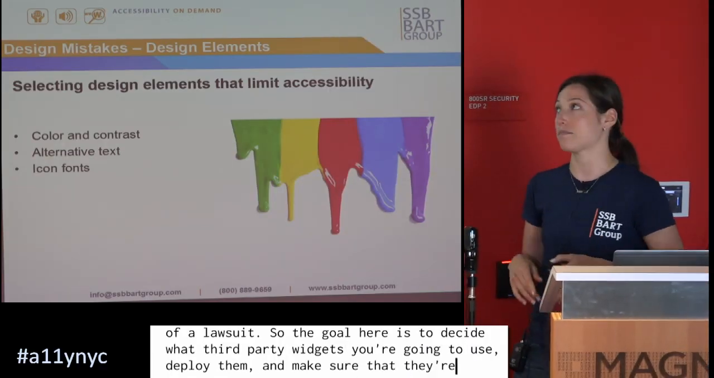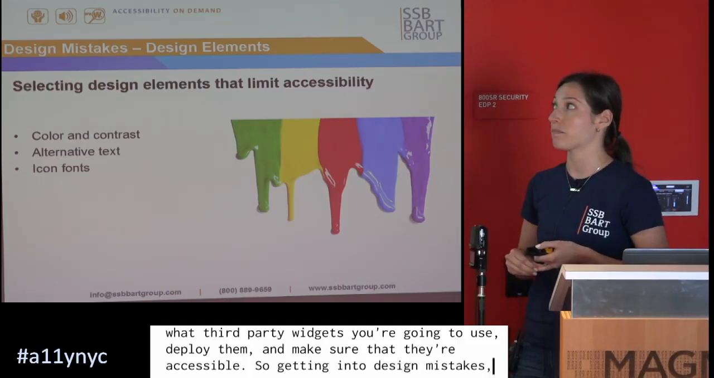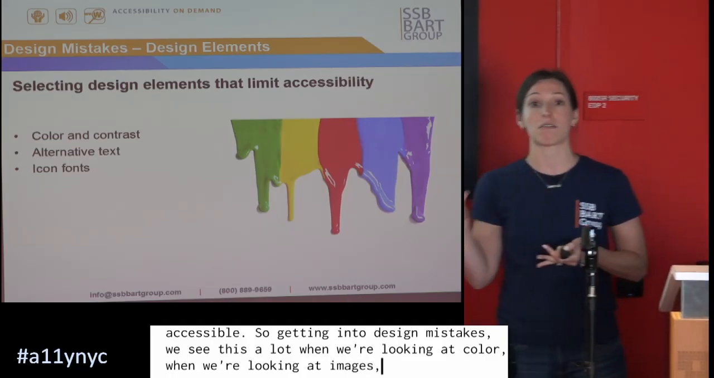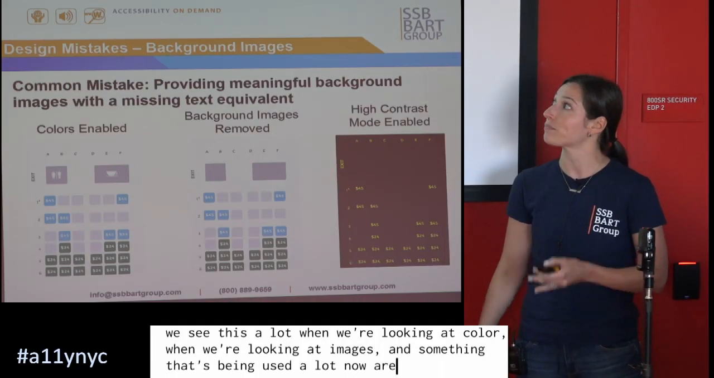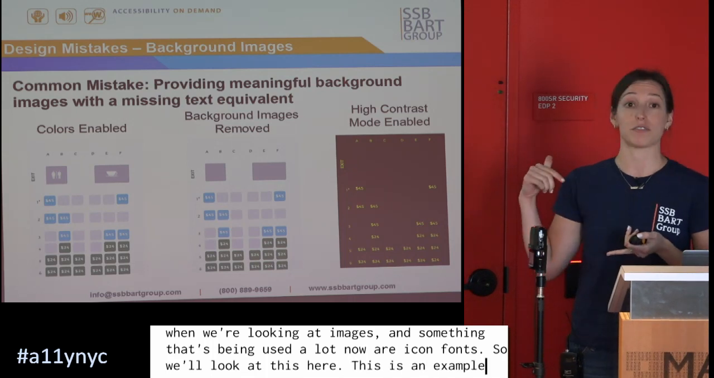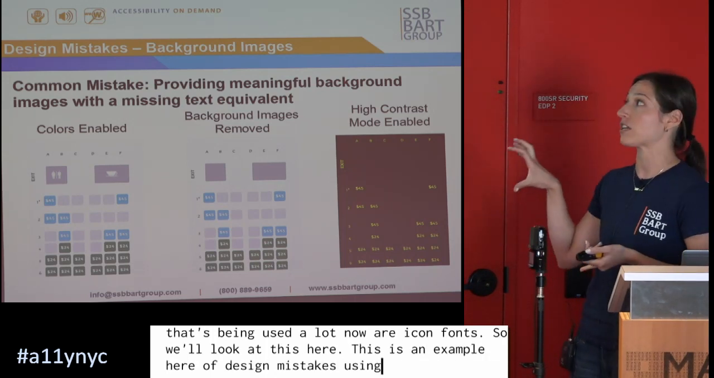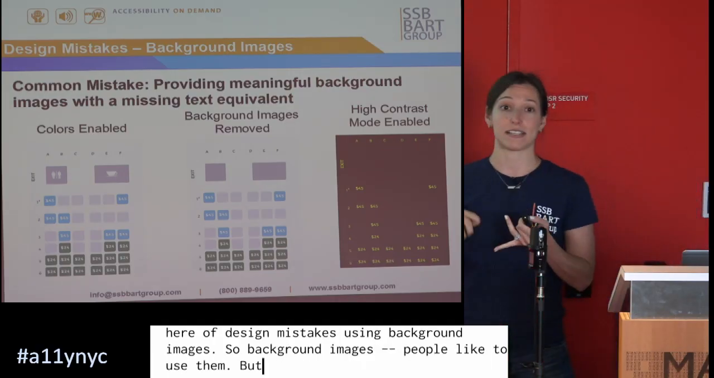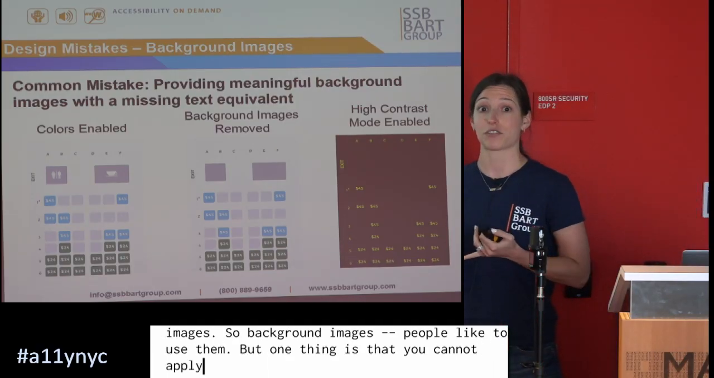So getting into design mistakes, we see this a lot when we're looking at color, when we're looking at images, and something that's being used a lot now are icon fonts. So we'll look at those here. This is an example here of design mistakes using background images. Background images, people like to use them, but one thing is that you cannot apply alternative text to them.